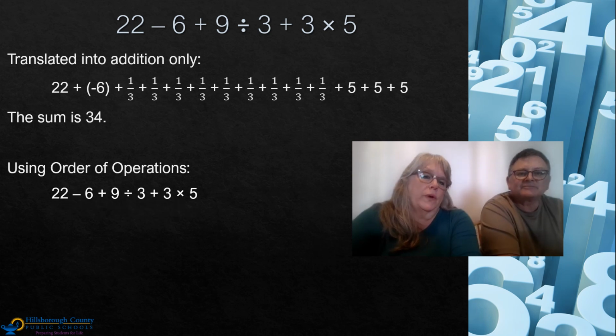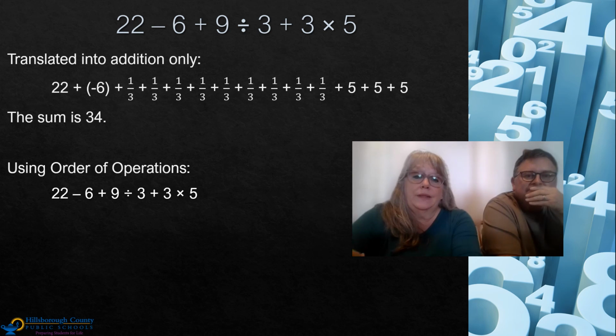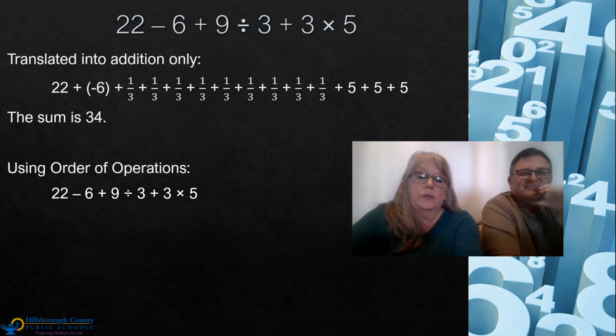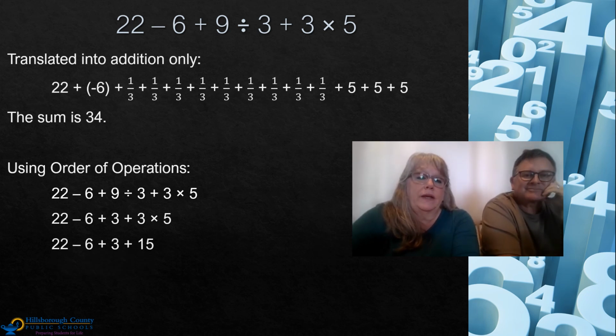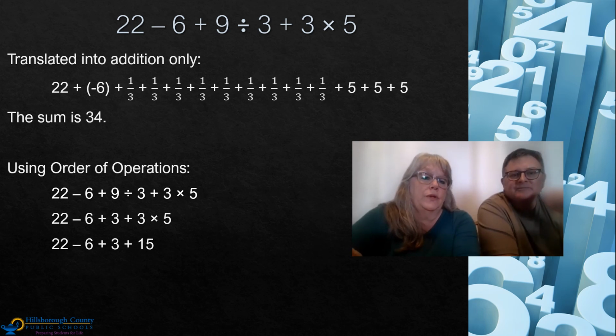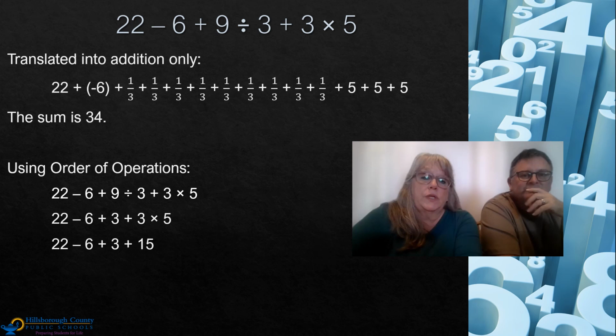Using the order of operations, I'm going to solve multiplication and division at the same time from left to right. The first thing I see is 9 divided by 3, so I would solve that first, and then I would solve the 3 times 5, or the 3 groups of 5, and get my 15. So for 9 divided by 3, I get 3, and for 3 groups of 5, I get 15. So now my expression is down to 22, take away 6, plus 3, plus 15.